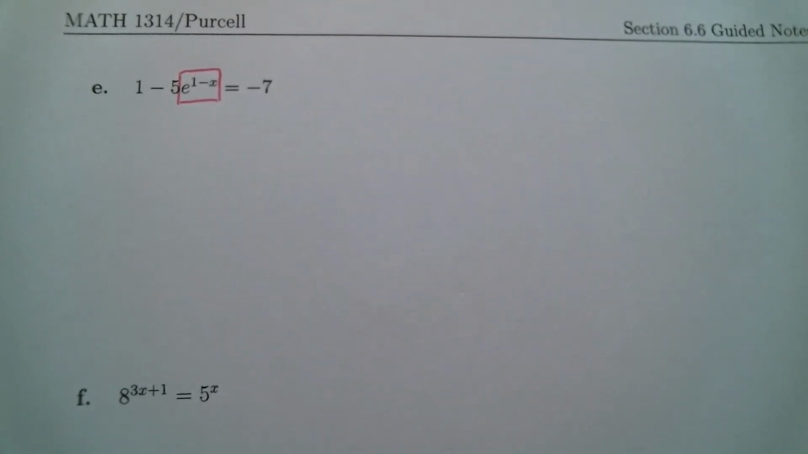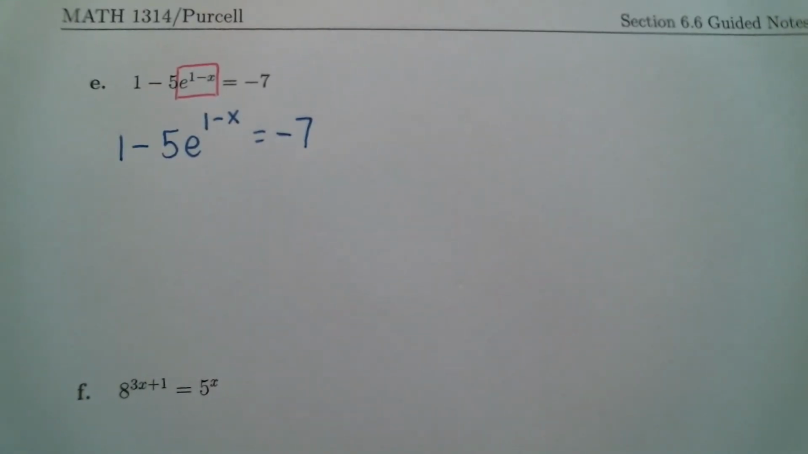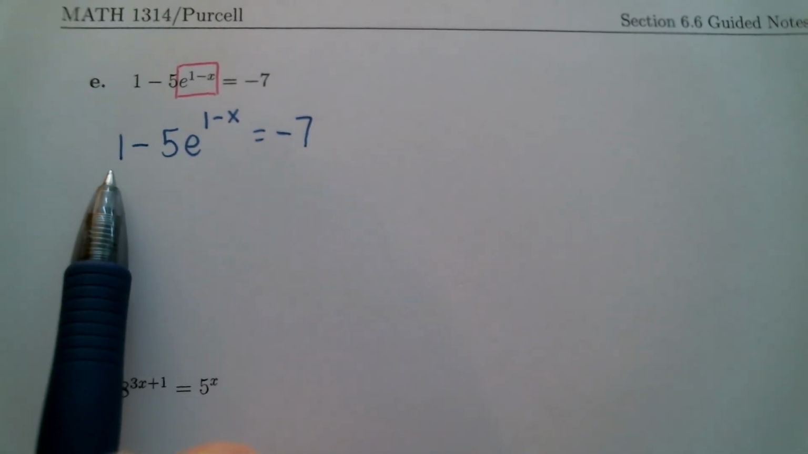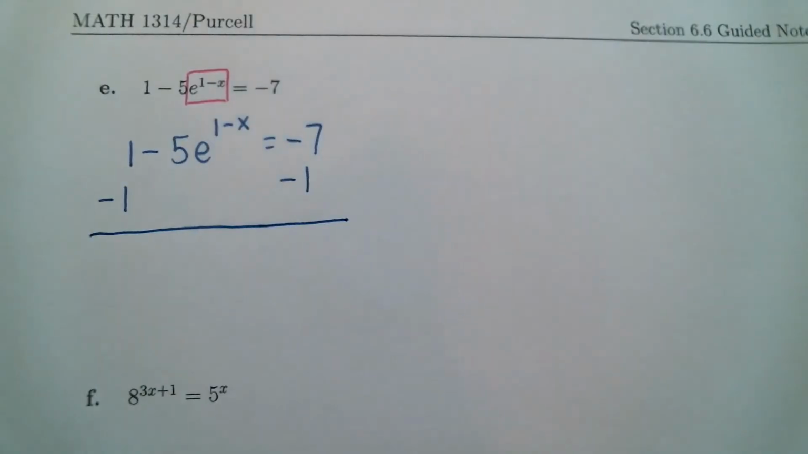All right, so to do this, let me rewrite the problem. We've got 1 minus 5 times e raised to the 1 minus x is equal to negative 7. First thing I'm going to do is move this number over. It is positive, so it's like adding it. So I'm going to subtract 1. Whatever you do to one side, you have to do to the other. I'm going to do this as my first step of isolating the e to the 1 minus x. So the 1 and the minus 1 cancel. You'll be left with negative 5 times e to the 1 minus x power is equal to negative 8.